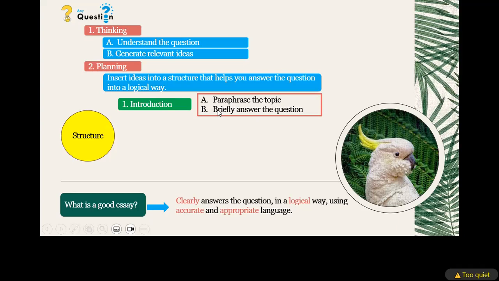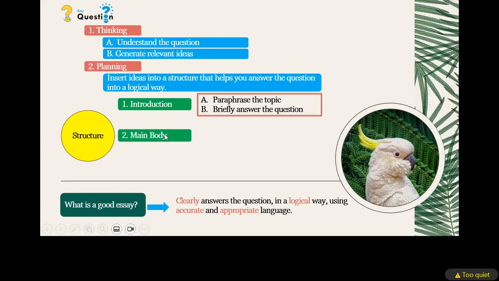And then you need to briefly answer the question, and this is what most of the students don't do. They do not answer the question in the introduction. This is a big flaw in your essay. I will explain everything here, because today our focus is how we can write a good introduction that will impress the examiner. So you can do it. Don't tell me that, hey, I'm not good at writing. You will see that by the end of this lesson, you will be able to write your own introduction.